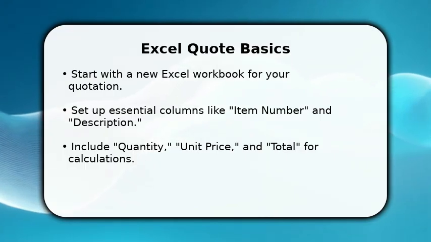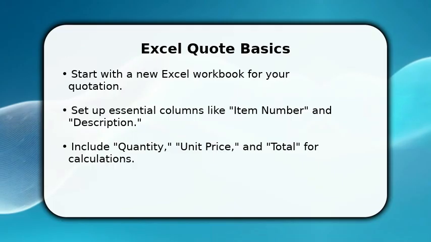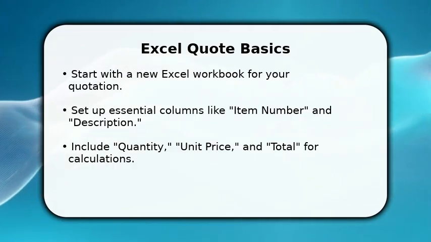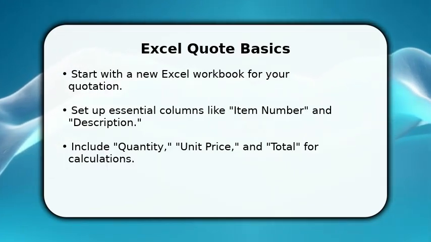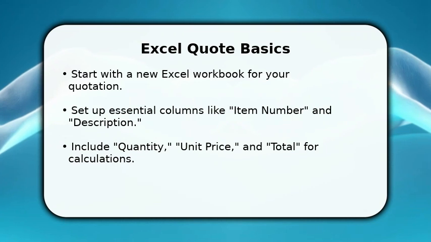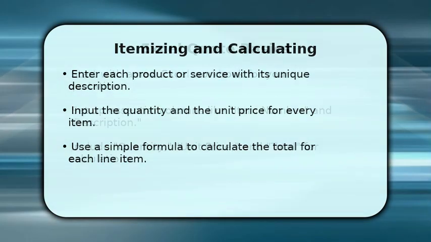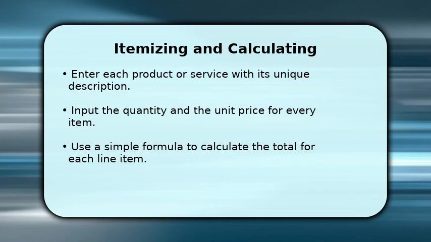First, establish the foundational structure by setting up key columns such as item number, description, quantity, unit price, and total. This initial organization is crucial for a clear and functional quote, ensuring all necessary information has a designated place from the start. Next, populate your quotation with the specific items or services you are offering.